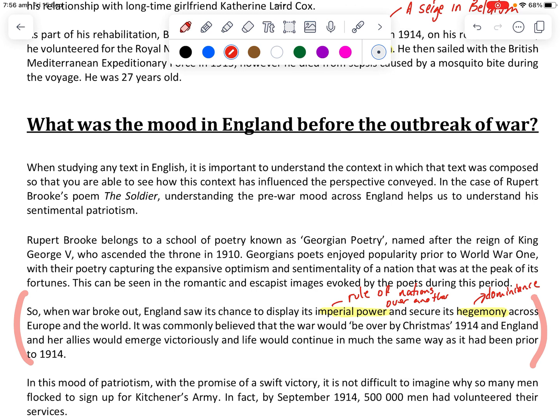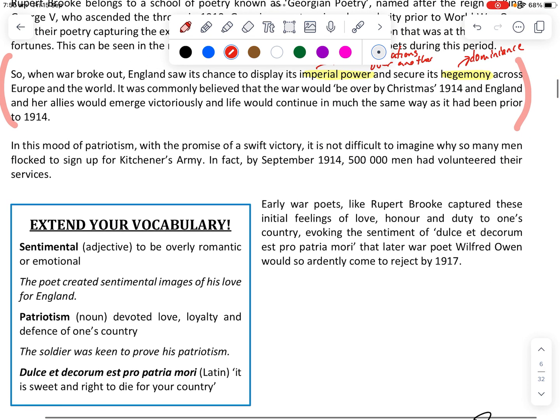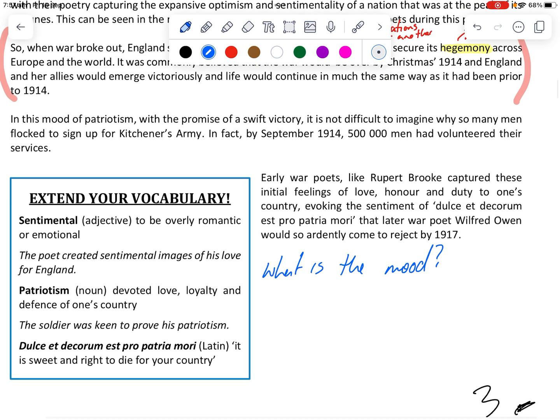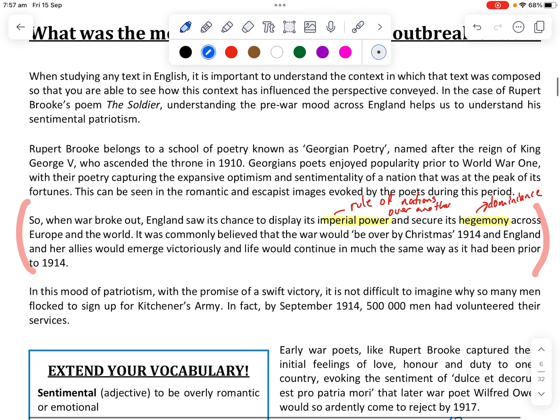So what I want you to do, and this is what we started to do yesterday, is write a sentence. How would you describe the mood? So what is the mood? I would be thinking about terms like, well, the mood was clearly optimistic. You may want to say the mood was naive, perhaps. Maybe you want to say it was a little bit arrogant. Again, what do you think the mood would have been? Going into war, probably different to how we would now.